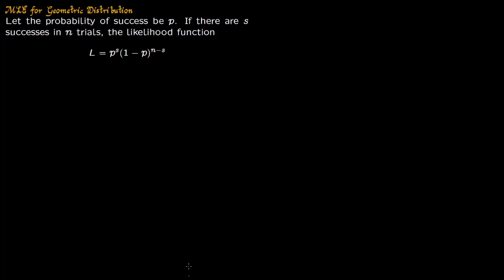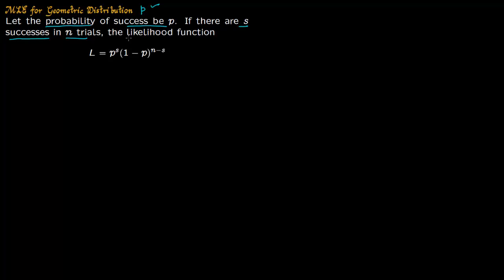Let us now compute the maximum likelihood estimator for a geometric distribution. The parameter for a geometric distribution is p, and this is what we want to compute. We want an estimator for p. So what is p? p is the probability of success. Say you carry out n trials, and in these n trials there are s successes.